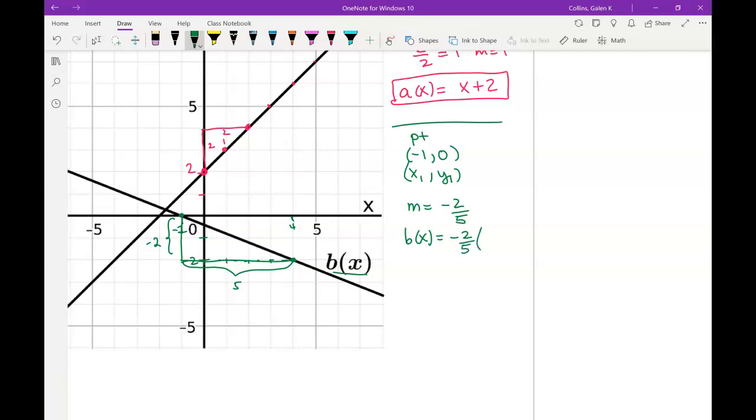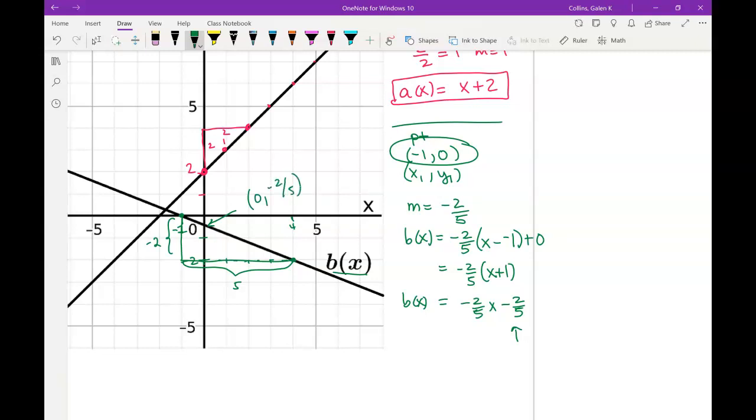So I could write the equation for b of x in point slope form. So -2/5 times, since this is not the y-intercept, I'm going to say x minus -1 plus 0 on the outside. That's the same as -2/5 times x plus 1. And then lastly, if I want, I could distribute that -2/5. So -2/5 x minus 2/5. So now we do know what our y-intercept is. It's -2/5. So I would have been wrong if I had guessed that my y-intercept was -1/2. And I could tell it looked a little too close to the x-axis to be -1/2.